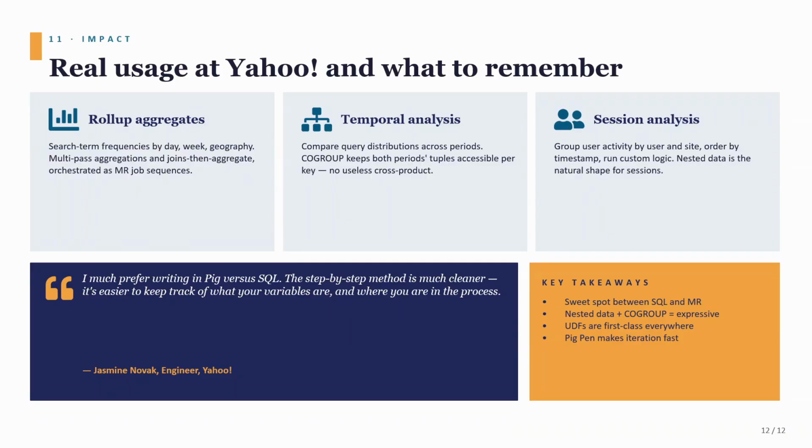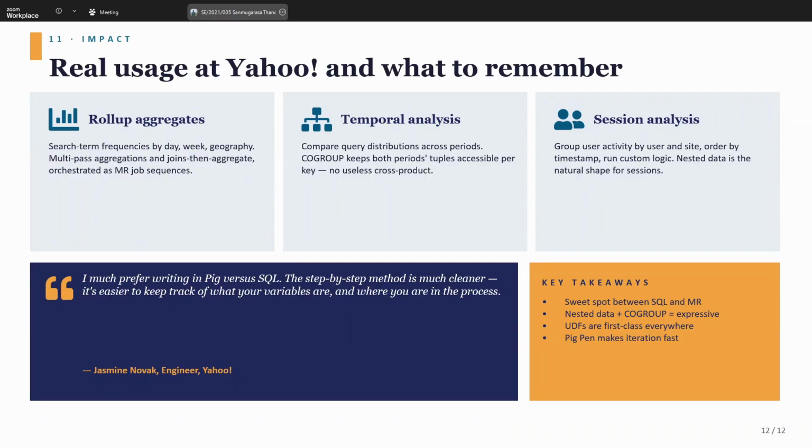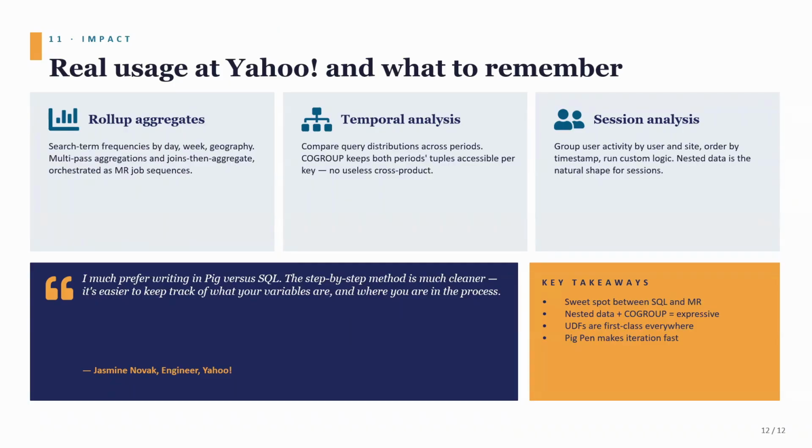First one is roll-up aggregate. Roll-up aggregate means counting search term frequencies by day, week, monthly, and geographically. For example, consider in Sri Lanka, how many people searched for cricket last week versus this week. So we compare these categories under this roll-up aggregate.